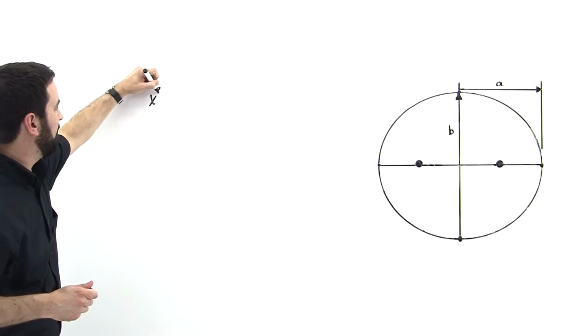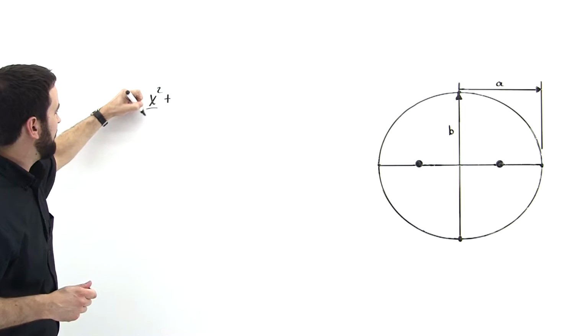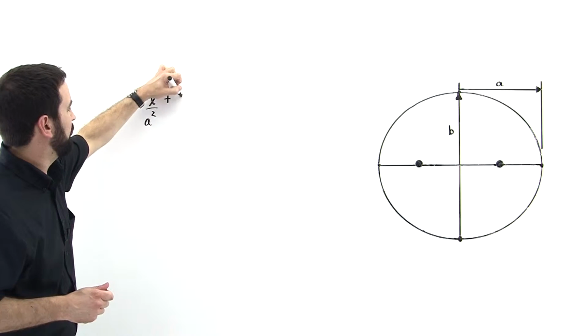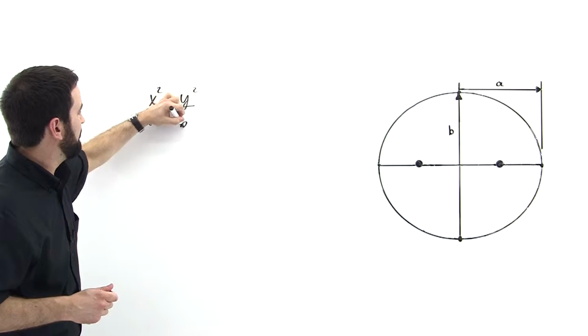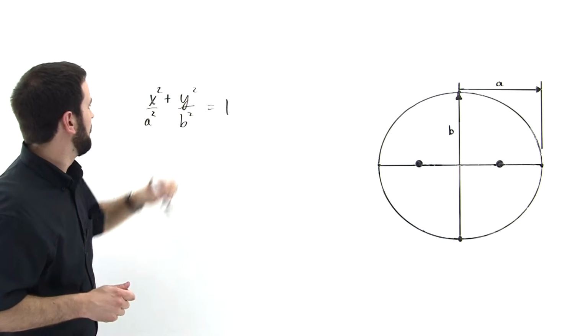We say that x squared divided by a squared plus y squared divided by b squared is equal to 1, right?